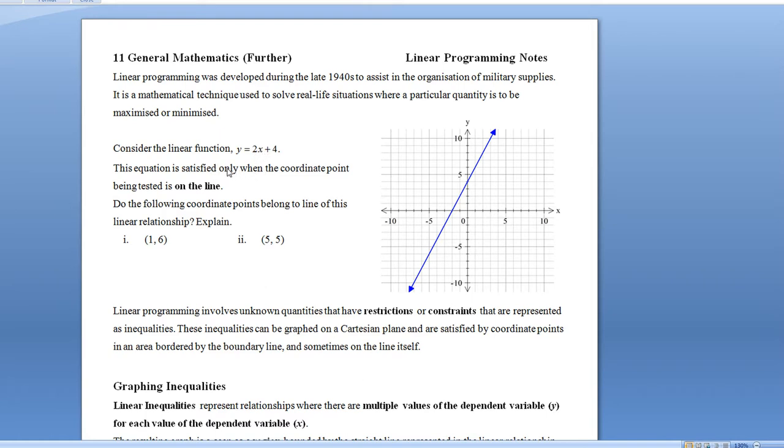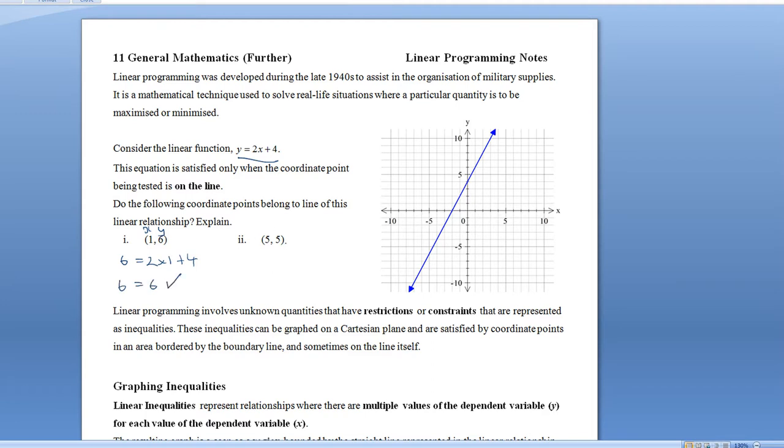Remember that these functions are satisfied only when the coordinate point being tested is on the line. That's the only time it's satisfied. So let's check whether these two coordinate points satisfy this function by substituting them in, remembering that this is the x coordinate and this is the y coordinate. So I've got 6 equals 2 times 1 plus 4. 6 equals 6. Bingo. It does satisfy it because it's on the line.